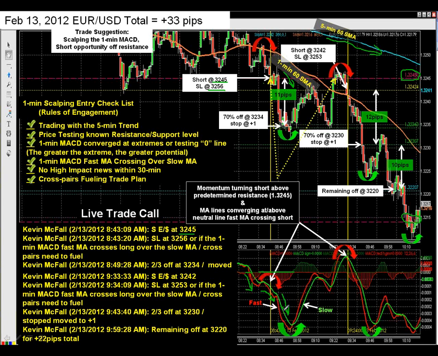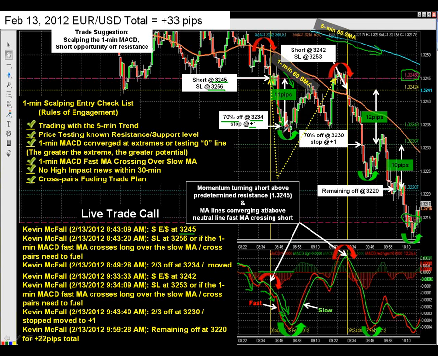You can see the fast moving average separating from the slow moving average. So we have divergence. As we have divergence moving short, price also moves to the downside, where we have an opportunity to take our first 10 pips off at 32.44 and move our stop to break even. So I take 70% off here. See here, 2/3 off at 32.44. There's the timestamp, and then we move the stop to +1.